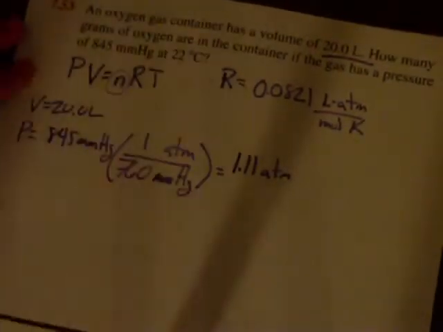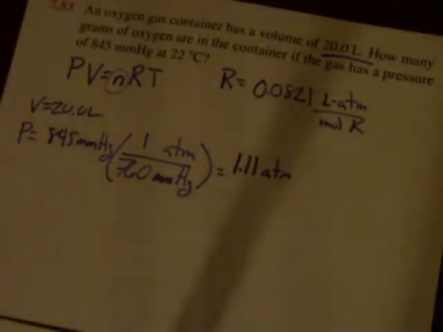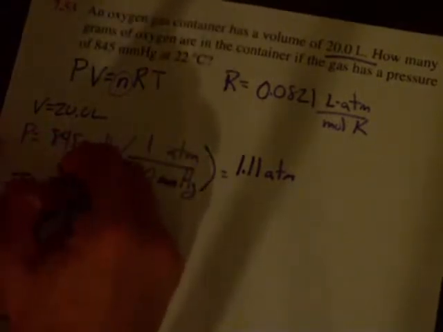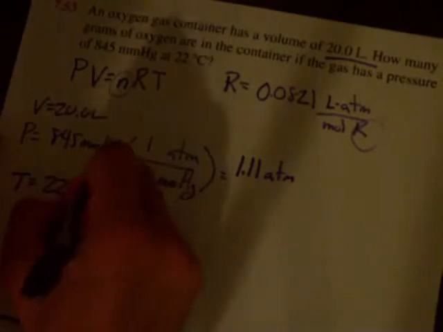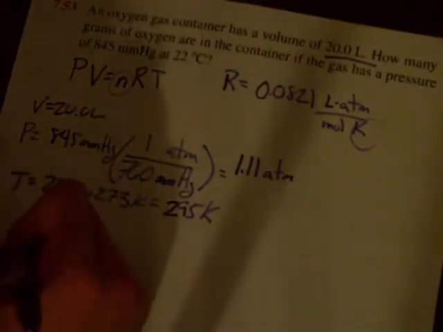N is essentially what we have to solve for. That will give us number of moles, and then from there we can solve for the mass. You can rearrange the equation to get mass directly, but we'll just stick with this and do it in 2 steps. And then T is equal to 22 degrees C. We need to convert this to Kelvin, add 273, and we get 295 Kelvin. So now we can just plug it in and solve.